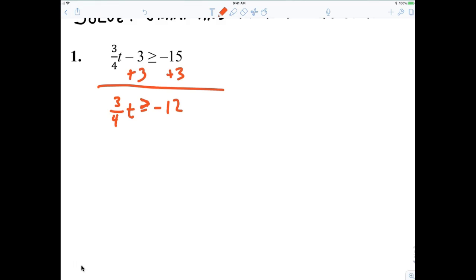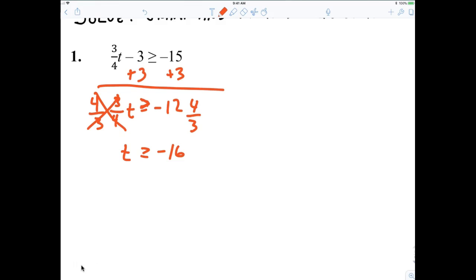Now, we've talked about this a bunch. How do I get rid of the fraction? Multiply by the reciprocal. So everybody's going to put a 4 over 3, and everybody's going to put a 4 over 3. All right? And now, t is greater than or equal to. What's 12 divided by 3? 4 times 4? 16. And don't forget it's negative 16. So that's the answer. All right?